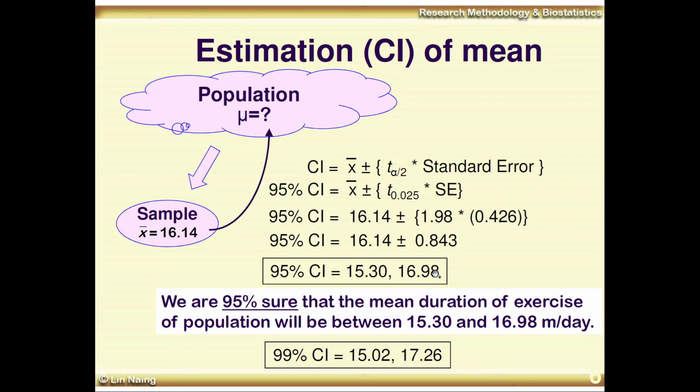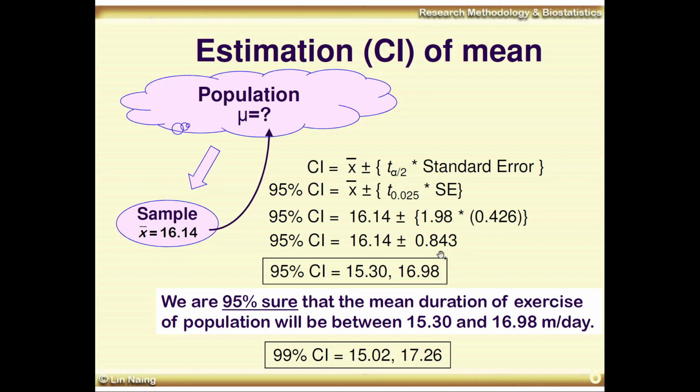Okay, this one is about CI, confidence interval. Confidence interval is very much dependent on standard error. Okay, standard error is, if you look back the formula of standard error, standard deviation divided by square root of n. Okay, standard error is the standard deviation divided by the square root of n.